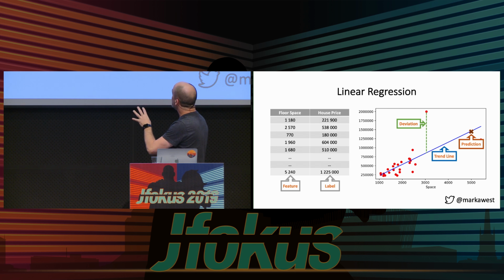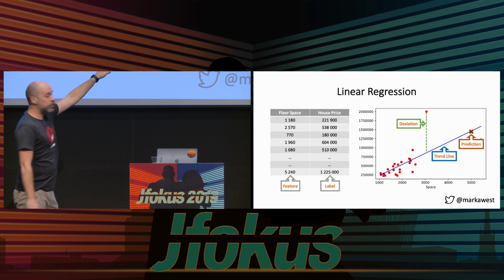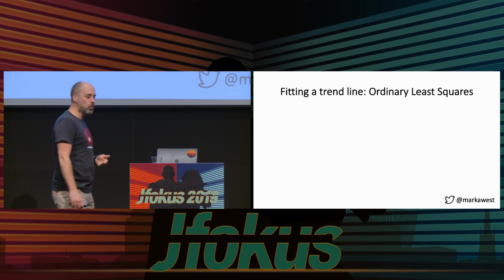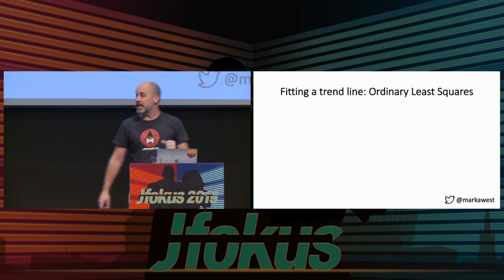But I just wanted to show you that linear regression, I mean, this is machine learning, and this is very, very simple. So how does linear regression find this blue line? How does it actually find this line? It uses an algorithm called ordinary least squares.